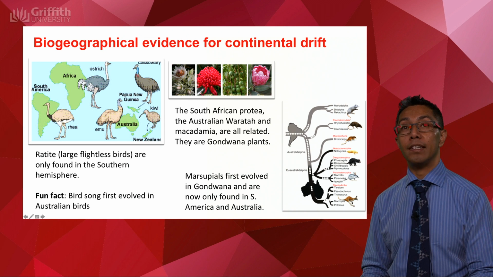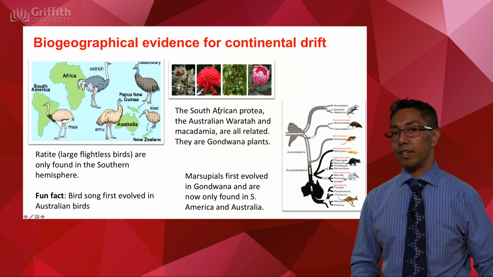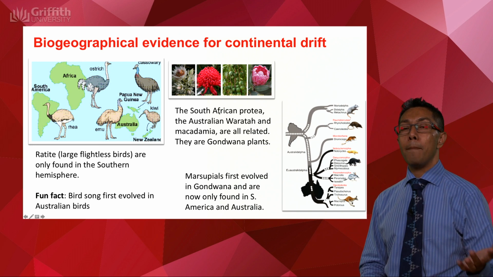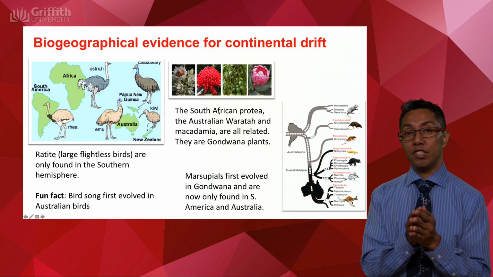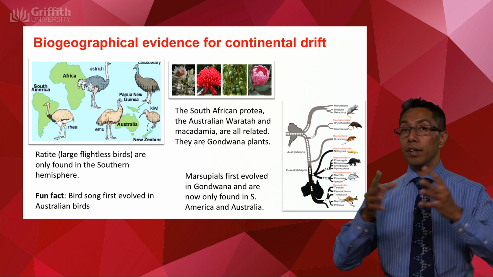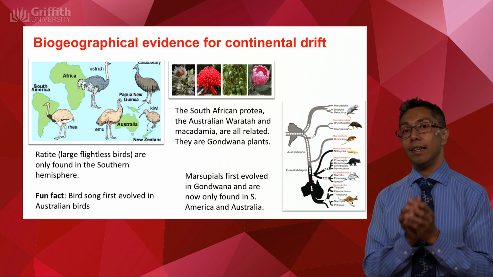Same thing with these plants. So the proteas: we've got the Australian waratah, the protea over in South America, South Africa, macadamia. They're all related genetically, and that's because they came from the same source. Their ancestor lived on Gondwana.